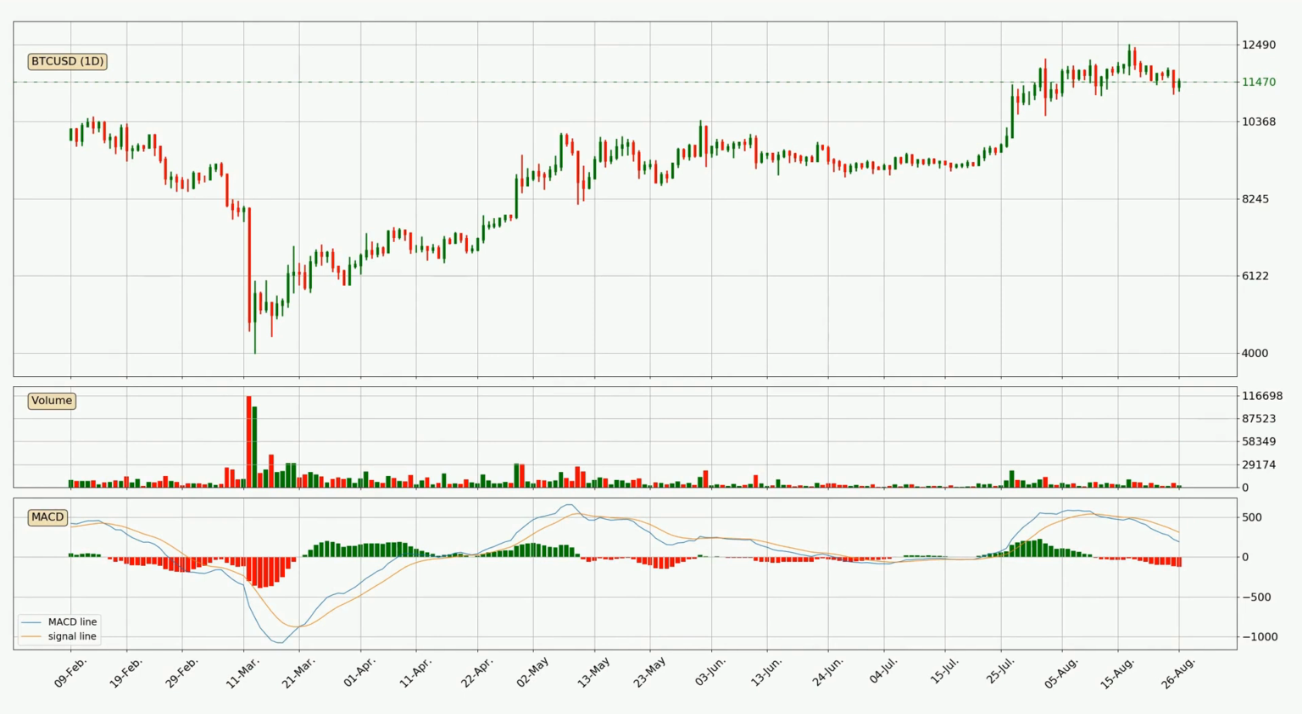Looking at the daily MACD, the MACD line is below the signal line, which shows that the current trend is on the downside. The MACD histogram shows that the momentum is currently strong, and it could be expected the price to go further to the downside.